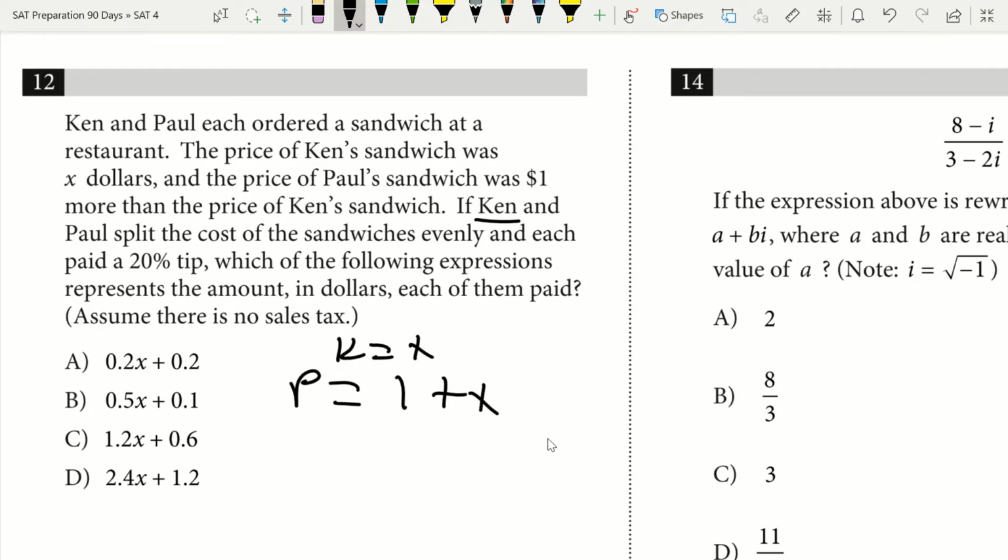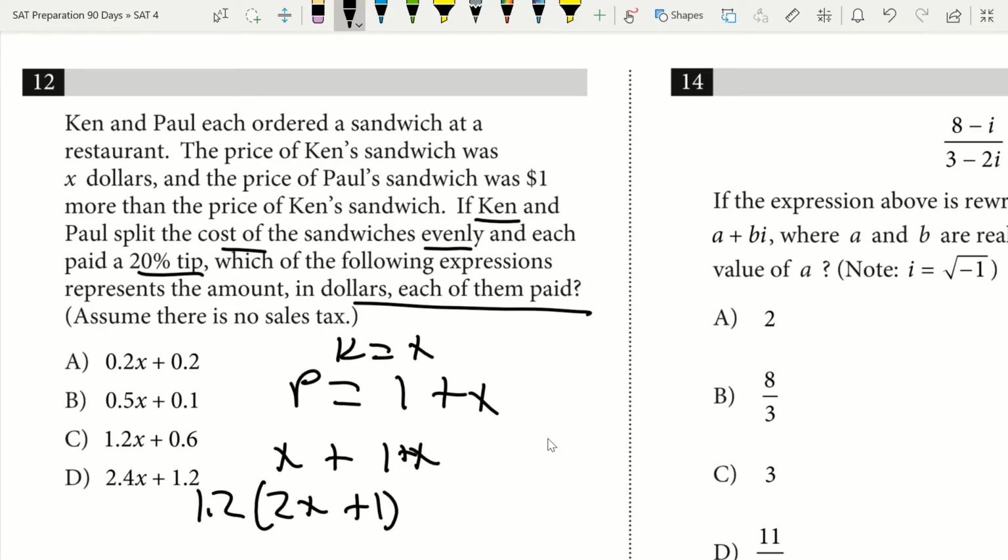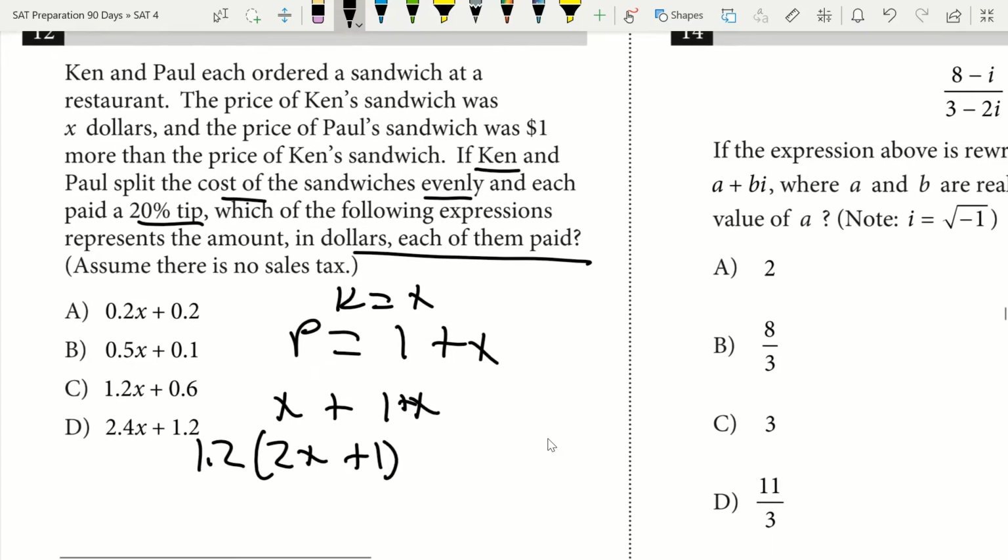If Ken and Paul split the cost of the sandwiches evenly and each paid a 20% tip, which of the following expressions represents the amount each of them paid? Well, we know that we have X plus 1 plus X based on this word problem here. So that's going to give us 2X plus 1. Keep in mind we have to pay a 20% tip, so that's going to be 1.2 times that.